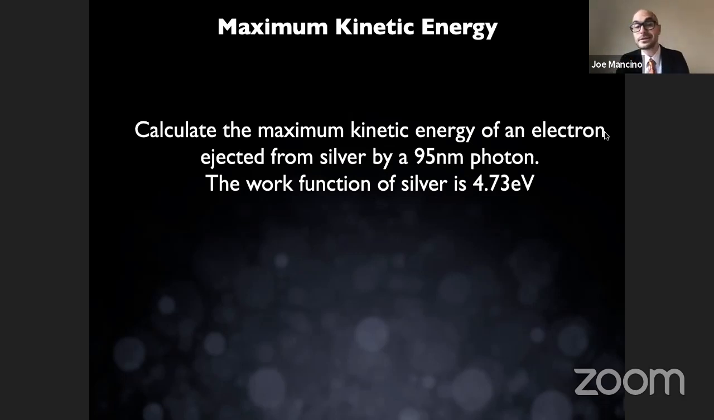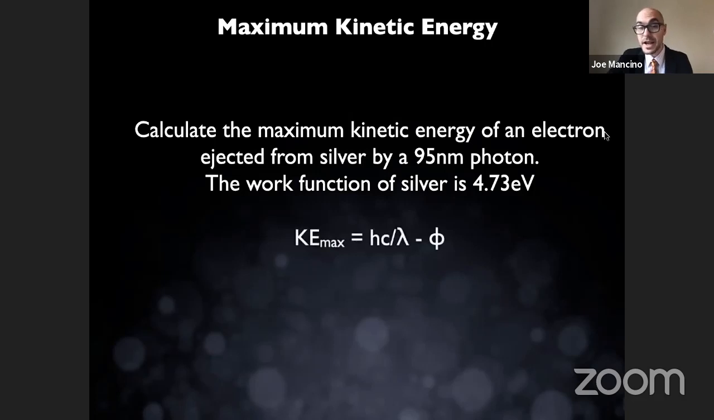I know I did. The energy of the incoming light, well, it's 1240 divided by 95. I know how many electron volts that is, but I also know what the work function is. I know that we have to overcome that work function. We have to pay that much energy. I have my answer. Do you have yours?